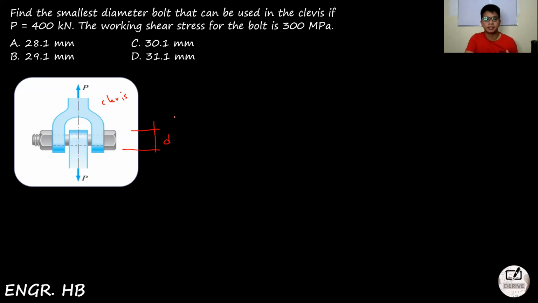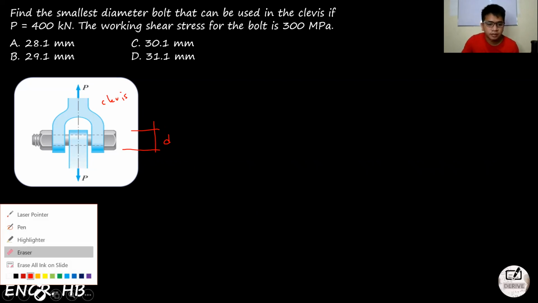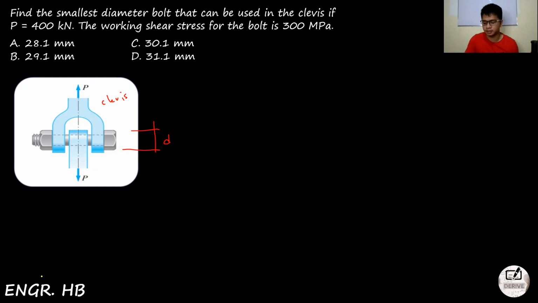So ang hinahanap is the smallest diameter. So walang muna ulit ng yellow na ink. So we all know again, it is shear stress is equal to F over A. And meron tayong force which is the P. So pwede natin tawagin itong P over A. So that was 400 kilonewton divided by A. So meron tayong shear stress na 300 megapascal and we are looking for the area.